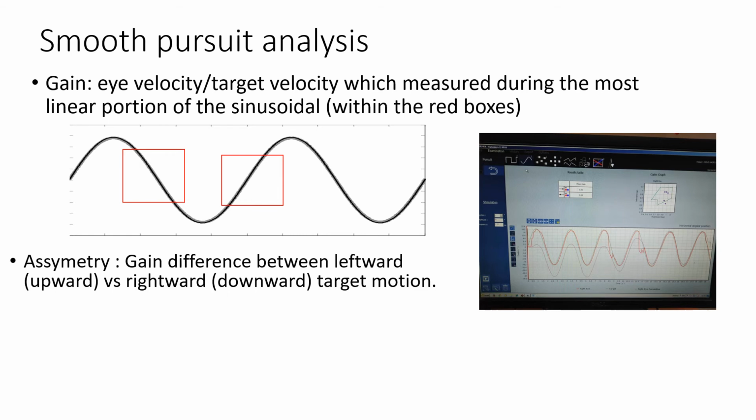For smooth pursuit, two parameters are used to quantify the tracing. They are gain and asymmetry. Gain refers to eye velocity divided by target velocity, measured during the most linear portion of the sinusoidal within this red box. Asymmetry refers to the gain difference between leftward or upward versus rightward or downward target motions. On the right side in this slide, we can see the screen in our software, where we can see the smooth pursuit below here.